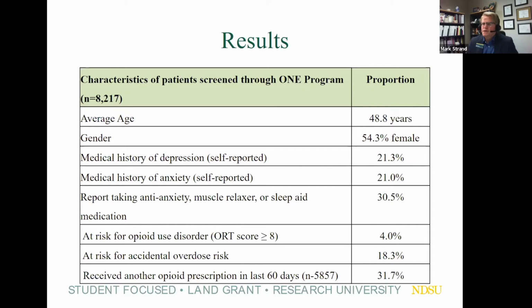So then the average age, 48.8 years, and gender is a little bit more female. History of depression, 20%, and anxiety, 20%. That matches with the literature. And then taking a muscle relaxer or a sleep aid is associated with 30% of these patients. Those who are at risk for an opioid use disorder is 4%, and at risk for an accidental overdose, 18%. So this is a large number of individuals receiving services. And as I had mentioned previously, the individuals who are chronic opioid users represent 31.7% of all patients. And as you may recall, 16.7% of patients who are chronic users are at risk of an opioid use disorder.